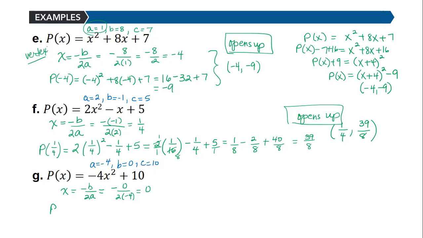And then p of 0 is negative 4 times 0 squared plus 10, which is just simply 0 plus 10, or 10. So the vertex is 0, 10. Because a is negative, the parabola would open down.